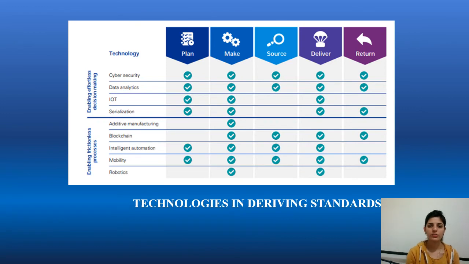Guys, this slide is showing the technologies in driving standard for developing efficient process and smooth decision. A sequence of technology is mentioned in this diagram. The aim of this diagram is to improve the processes related to the development of robots or intelligent-based automation.